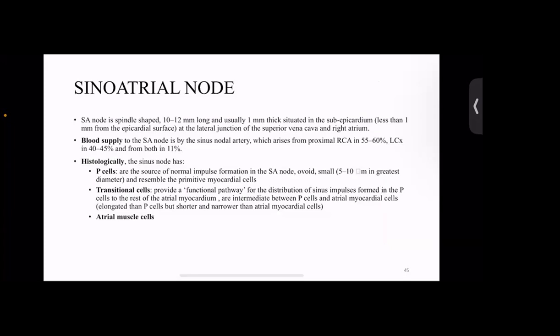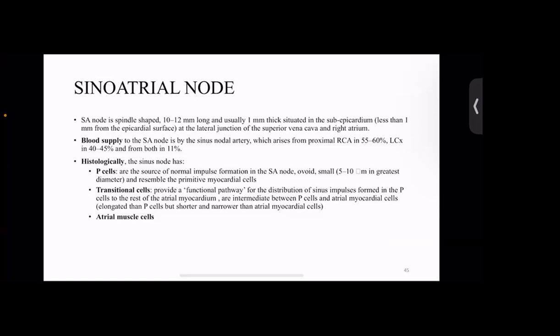Okay, so we'll be looking at the sinoatrial node. So the SA node is a spindle-shaped structure. It's about 10 to 12 millimeters long and usually 1 millimeter thick. And it's important to note that it's situated in the subepicardium, less than 1 millimeter from the epicardial surface, at the lateral junction of the superior vena cava and the right atrium.